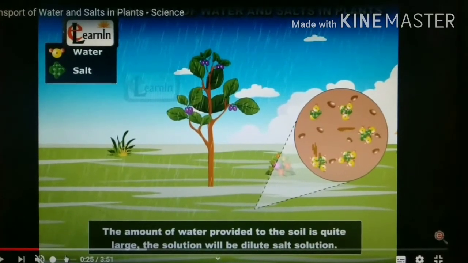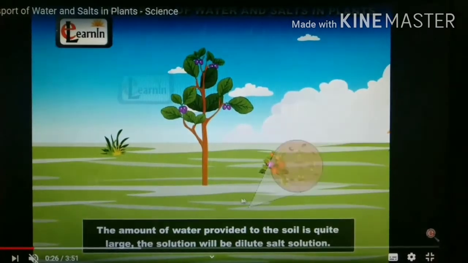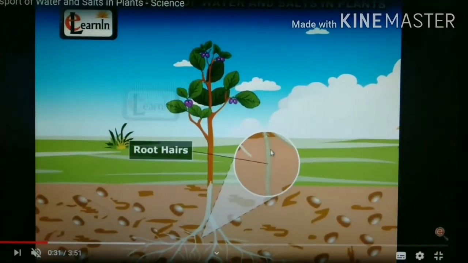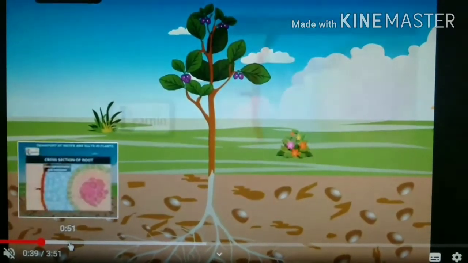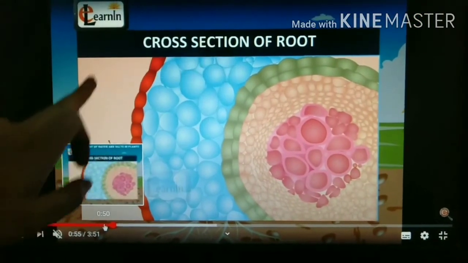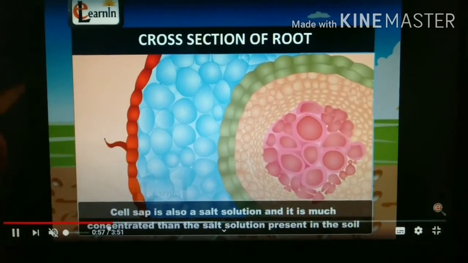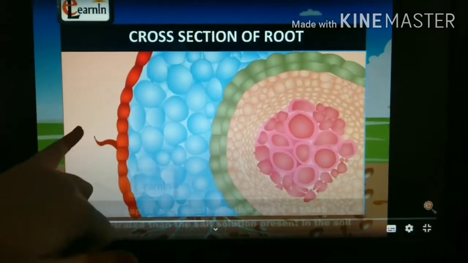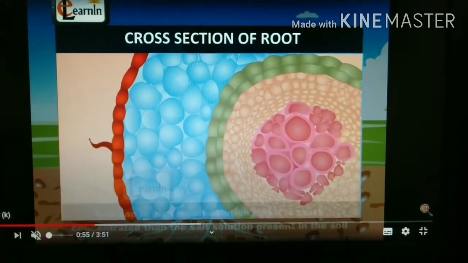To understand more clearly, here is one video. See here. When water is provided to the plant, the root hairs will absorb the water. The root hairs are here. This will absorb the water and then send it on. As I told you, this is the low concentrated area. This will be the low concentrated area when compared to the inner side of the root. So water moves from the low concentrated area to the more concentrated area through this root hair.